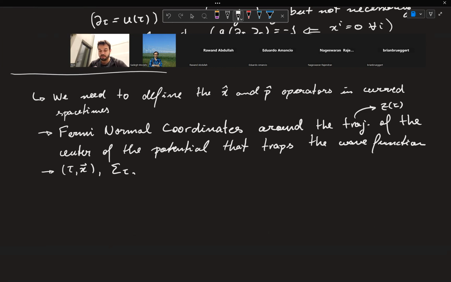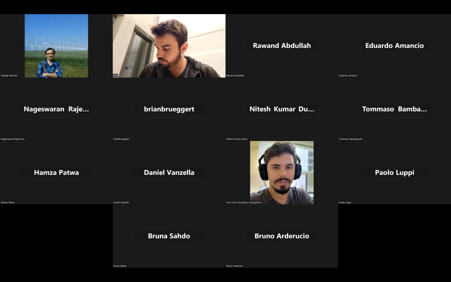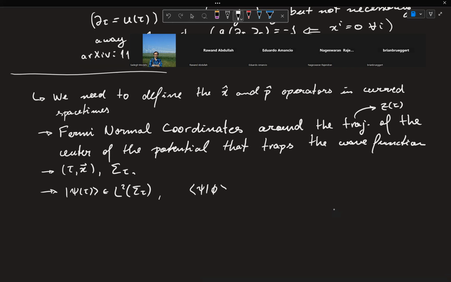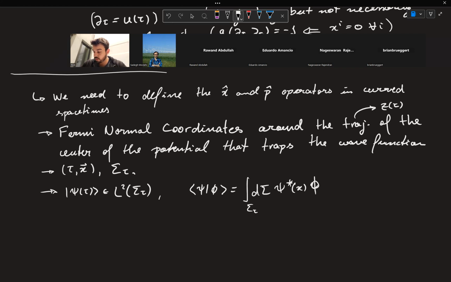Now we can define where our wave functions live. We're going to say that they live in these rest surfaces, so they belong to the space of square integrable functions, L2 of sigma tau. And the inner product in these surfaces is naturally given by the integral over sigma tau, using the induced surface element d sigma, of psi star of x phi of x.